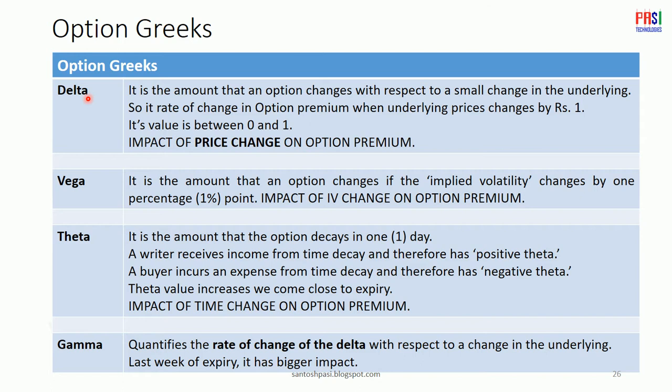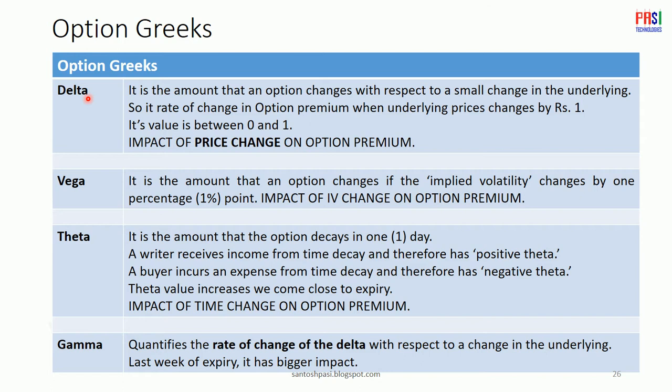That is theta. So here I could have a positive theta, I could have a negative theta. Options buyers will always have a negative theta versus option sellers will have a positive theta. And as I told you, gamma is a second derivative of price change. So if my underlying price changes by 1 rupee, what is the second derivative impact of that? That is defined by gamma.